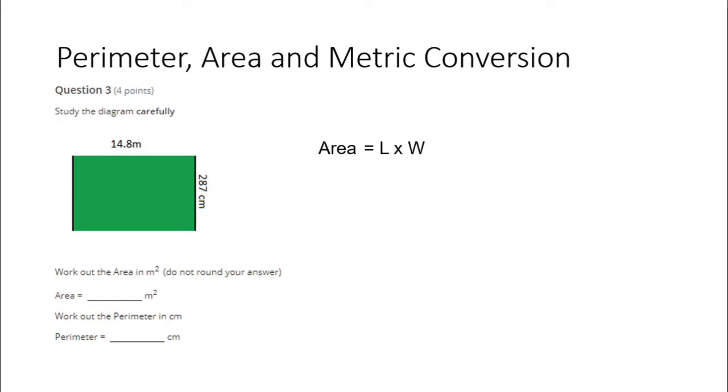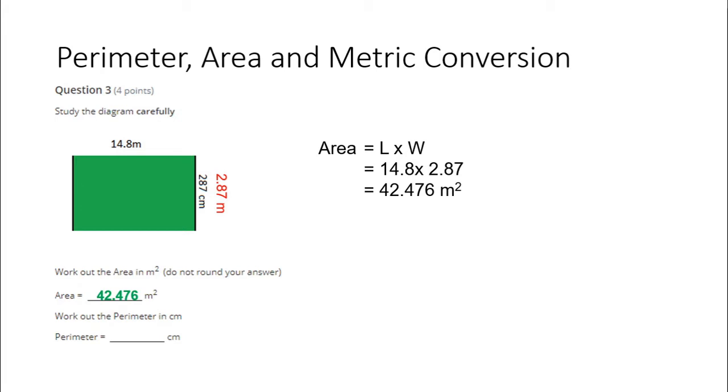So when we do our area, length times width, I'm not going to do 14.8 times 287. That's 2.87 in meters. Remember, centimeters to meters, I divide by 100. So length times width is going to be 14.8 times 2.87. That's 42.476. It says we should not round our answers here, so that exact answer, 42.476 meters squared.